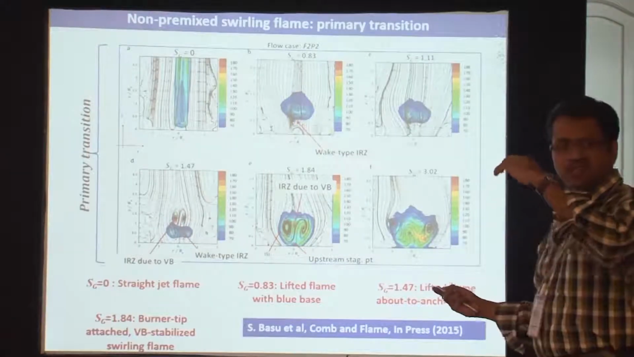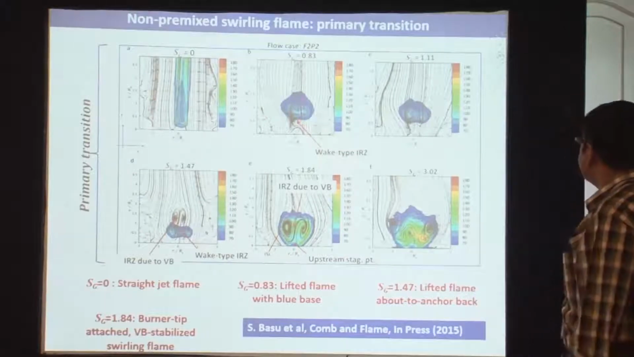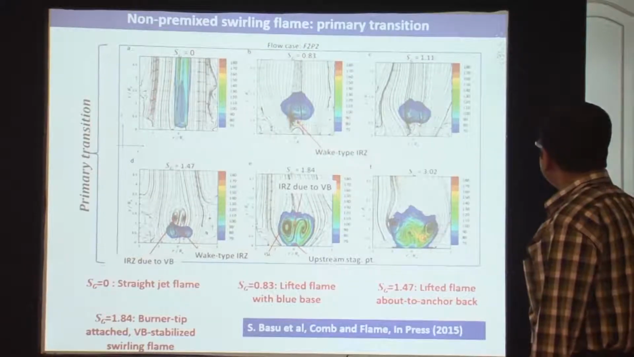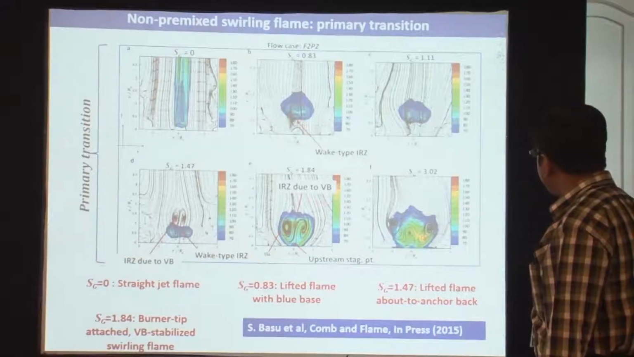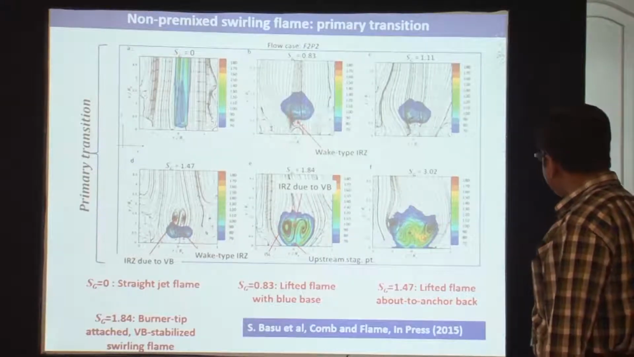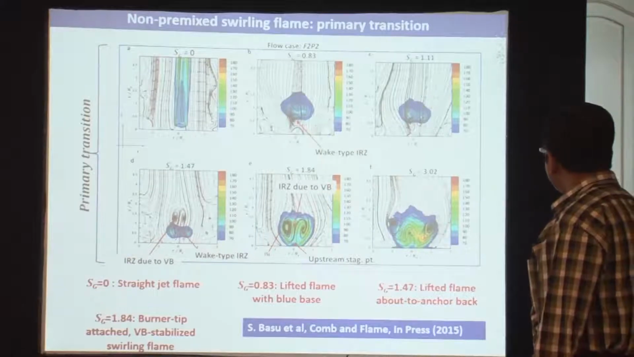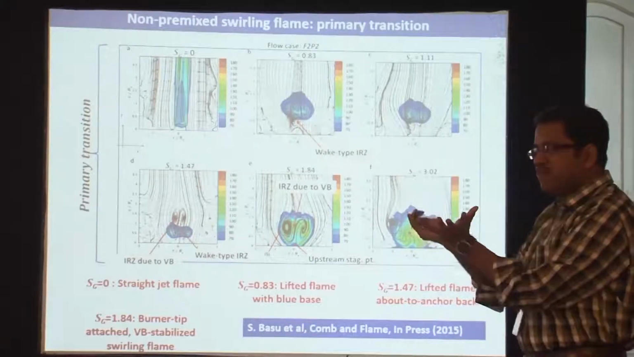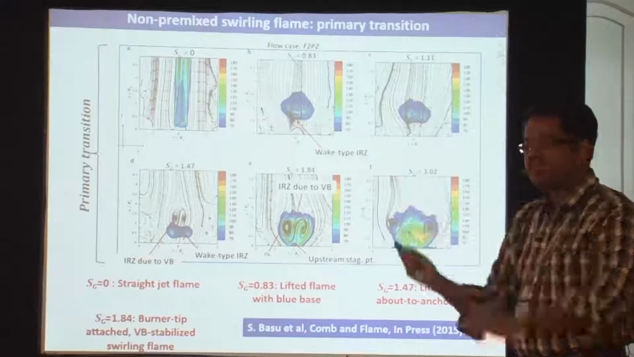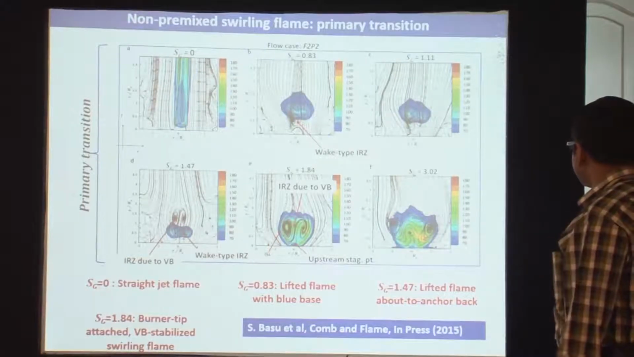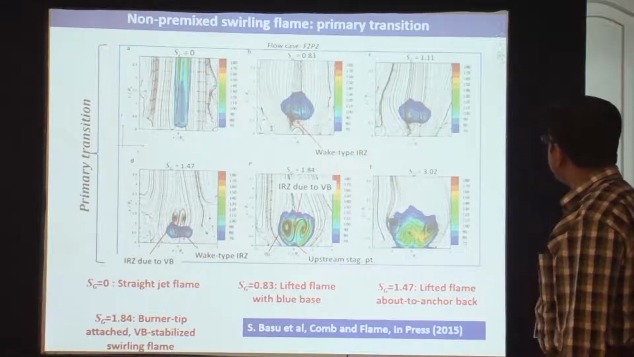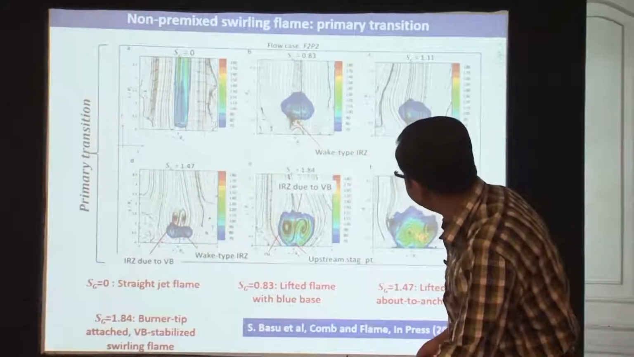The flame actually stabilizes slightly away from the burner lip. But as you go on increasing the swirl number, where you actually go to the prominent vortex breakdown bubble, the flame anchors around it. And as you increase the swirl more, the flame actually spreads. It opens up. So you get this kind of a flame which is stabilized around the vortex breakdown bubble. This is the whole history of the primary transitions that you get.